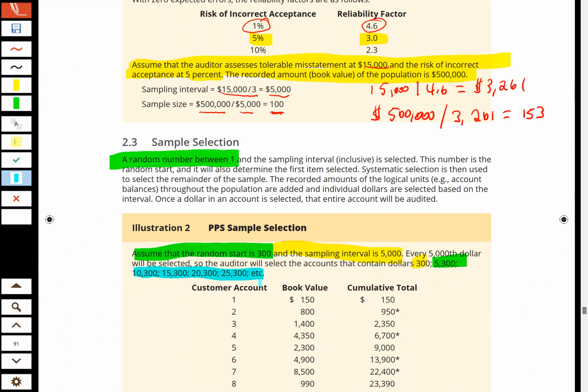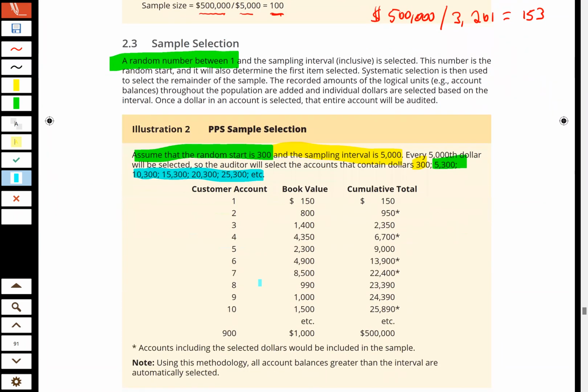So I come up to this first one and there's $150 in there. Does that account have my $300? No. So I keep going. I add in the next person at 800. That brings me up to 950. Now that person, somewhere in the middle of their dollars, I hit my $300. So I go ahead and I select them. Now I'm on my interval. So now I look for what? 5,300. So I go to the next person.